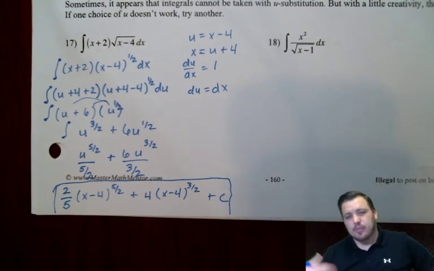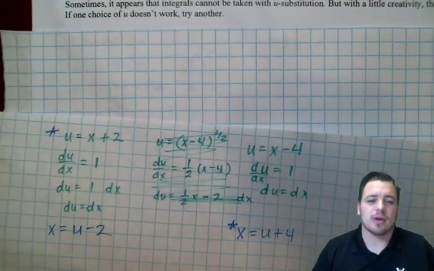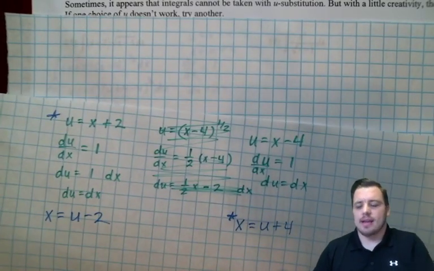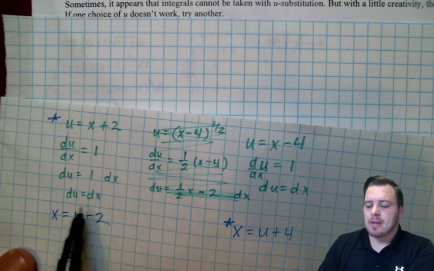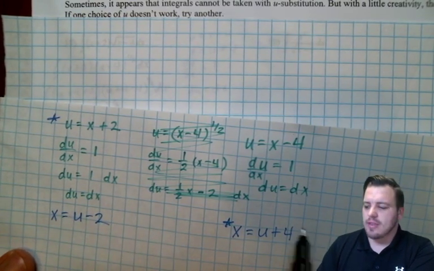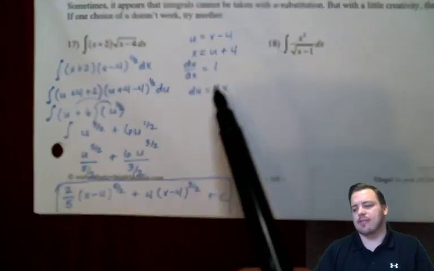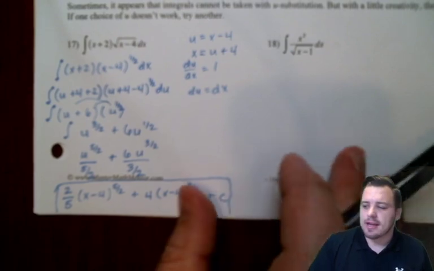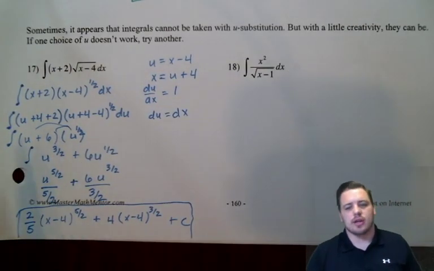So again, the route you would take when deciding between the two is just try both. Obviously, you had the insight with me knowing that this right here was the one that works, and then you wouldn't have to fight with the other one nearly as much. So when deciphering between the two, try both. And again, that's what it says: if one choice of u doesn't work, then go to another one.